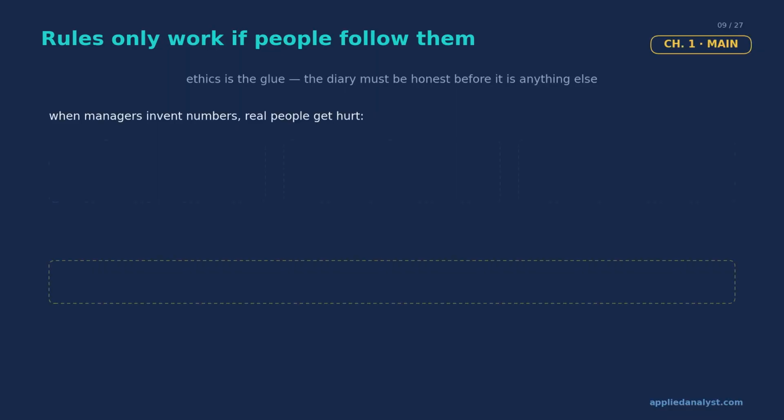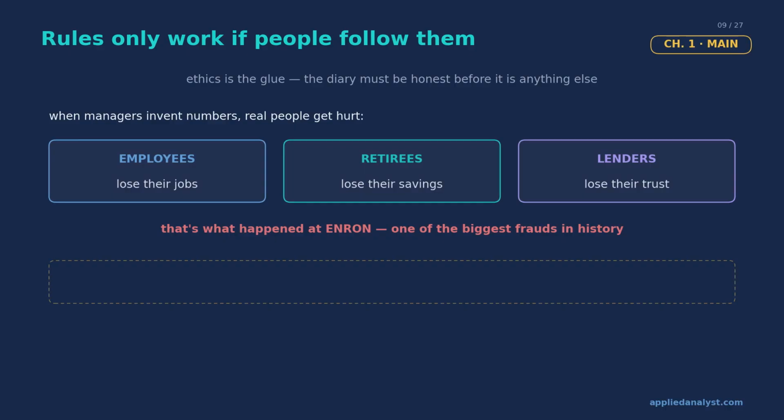One more thing about that rule book, and I'll say it plainly. Rules only work if people follow them. Ethics is the glue. When managers invent numbers, real people get hurt. Employees lose jobs. Retirees lose savings. That's what happened at Enron, one of the biggest frauds in history, and it's why the diary must be honest before it is anything else.